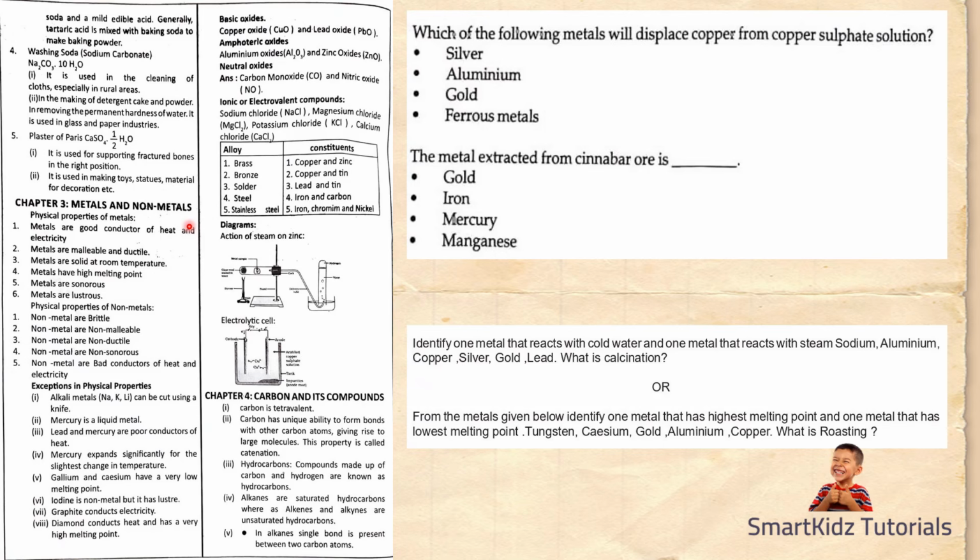Plaster of Paris is used for supporting broken, fractured bones, to put them in the right position. It's also used in making toys, statues, and material for decoration, etc. So this is about acids, bases, and salts.